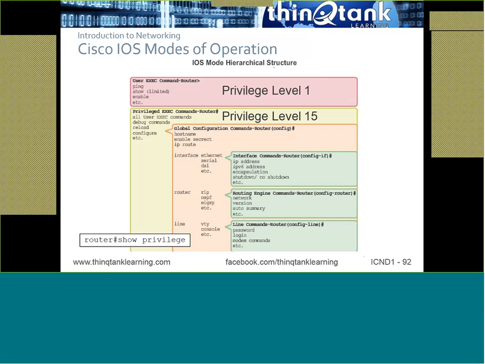The first thing that you need to understand is when you access a Cisco device, there are different modes of operation. You have to pay attention to the mode that you're in because that mode determines what you can or cannot do on that device. Does that make sense? Now you can see a couple of modes defined already on the slide here. Privilege level 1, privilege level 15. Okay? So let me show you the difference.